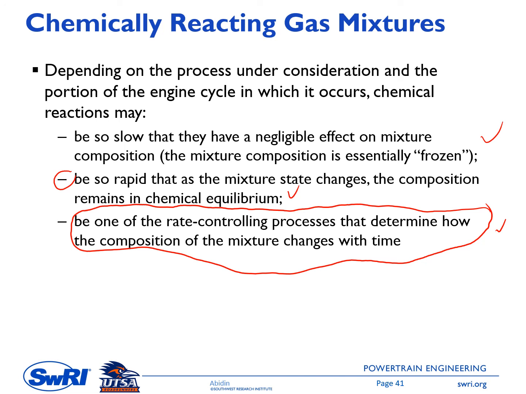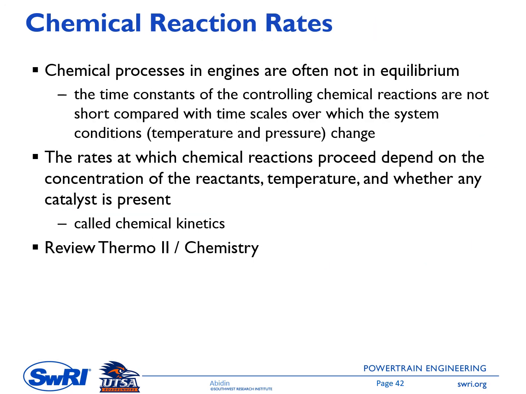This is the idealization. So if we do, let's say, a modeling and want to solve this in a quick time, we can assume that a chemical equilibrium state is attained. Chemical processes in engines are often not equilibrium. I think most of the time, or even all the time, it is not in equilibrium. So in this case, the time constants of the controlling chemical reactions are not short compared to the time scale over which the system conditions change.